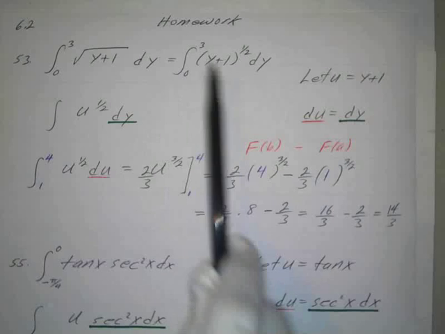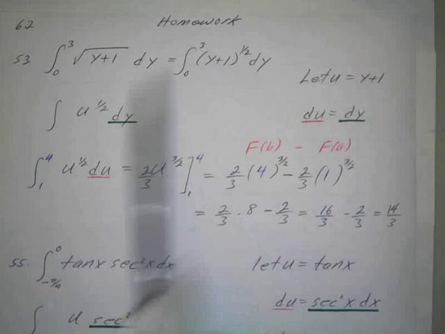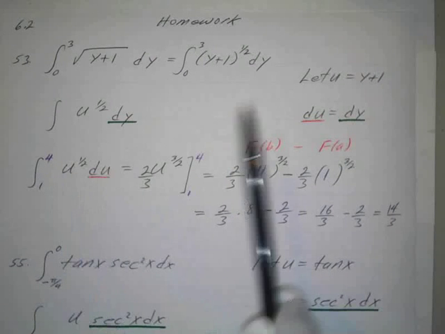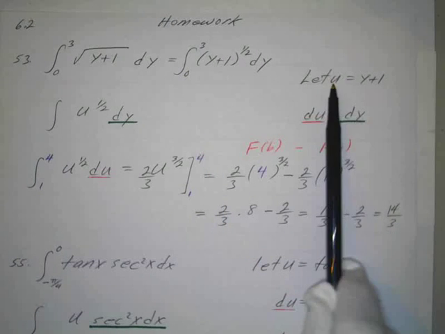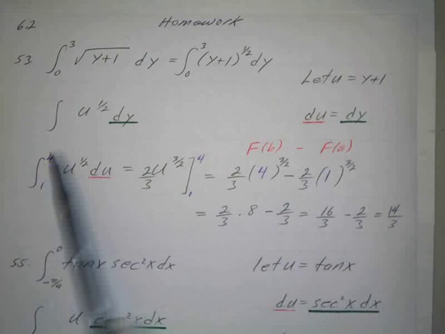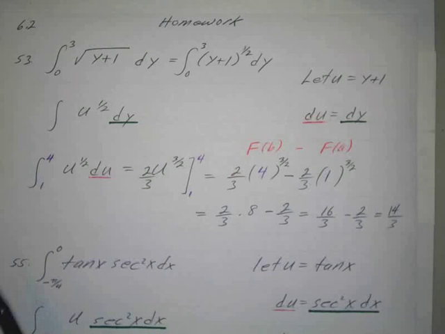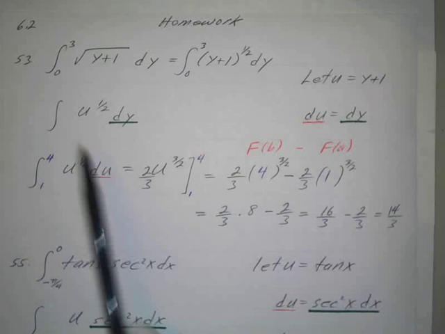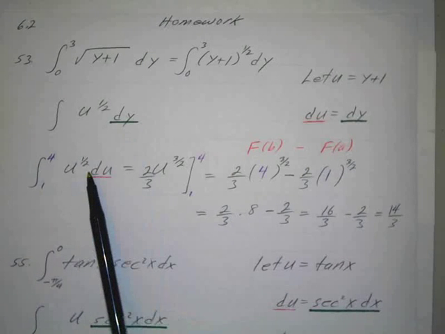But I have to change my limits also, so remember, u equals y plus 1. If this is 3, then I just add 1 to 3 and I get 4. And when this is 0, u is going to be 0 plus 1, which is 1. So I'm going to integrate this from 1 to 4, and this becomes du. All right? Okay, hope you follow all that. So we change our limits, and we have it in the form of u to the n du.